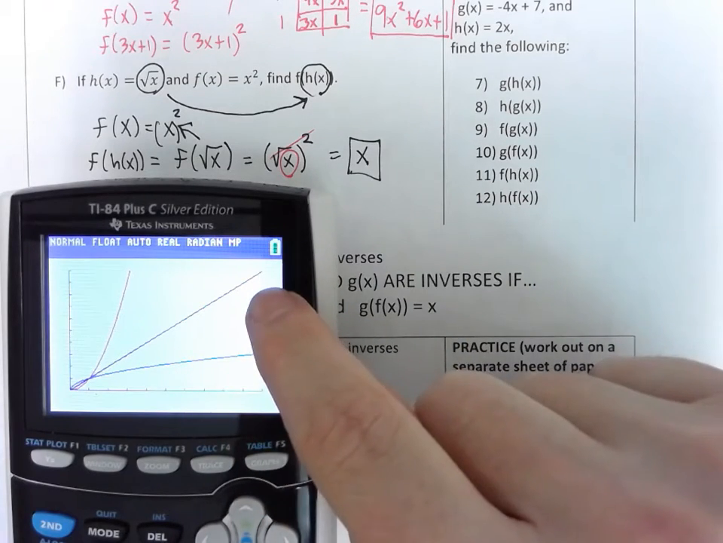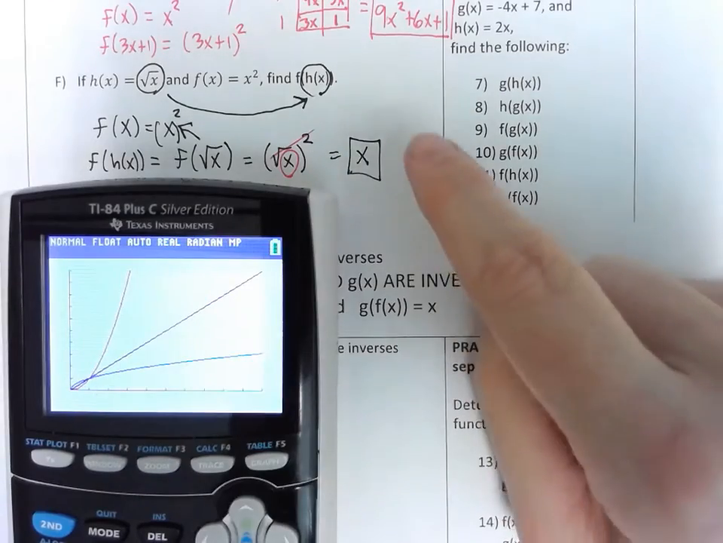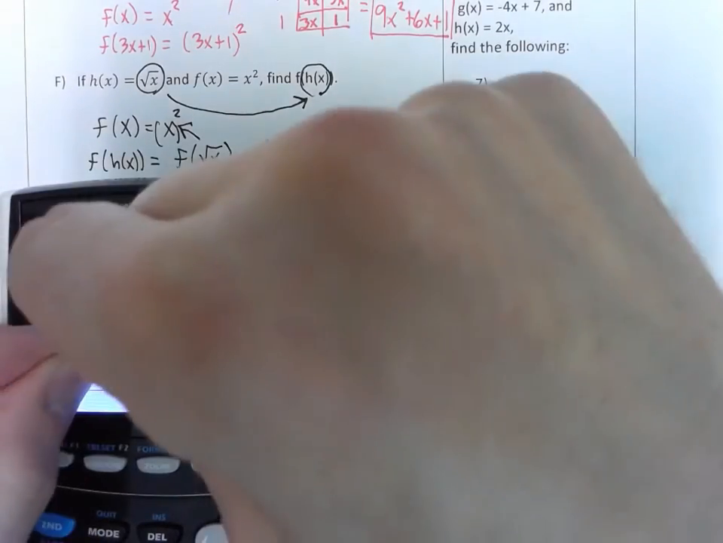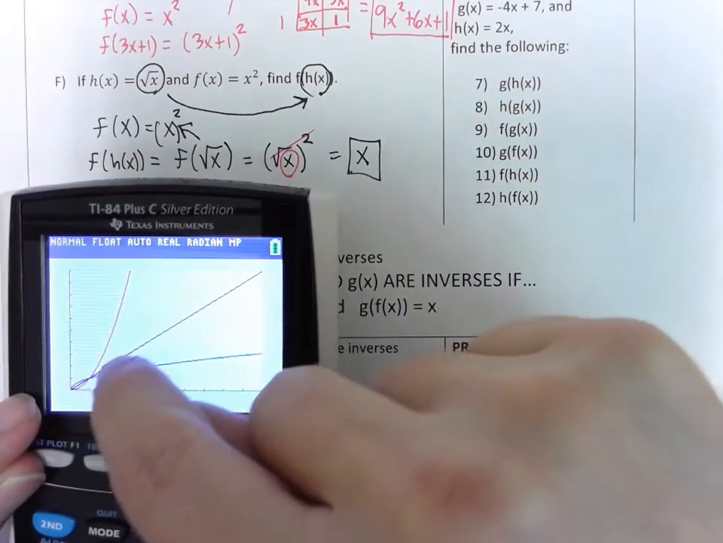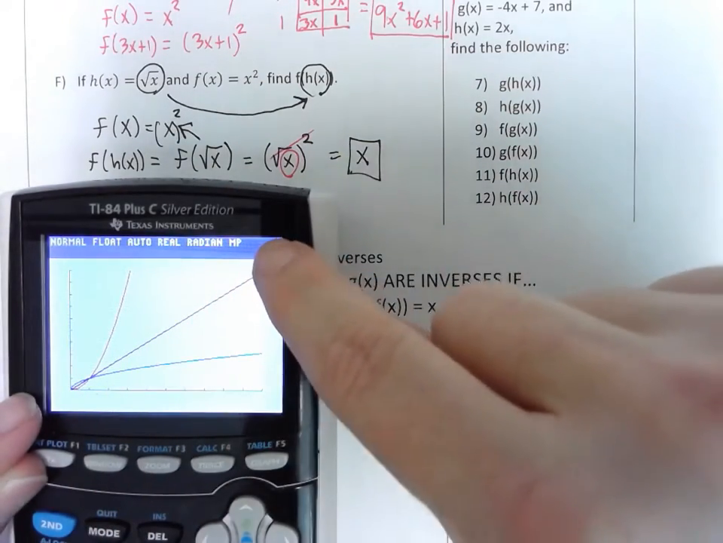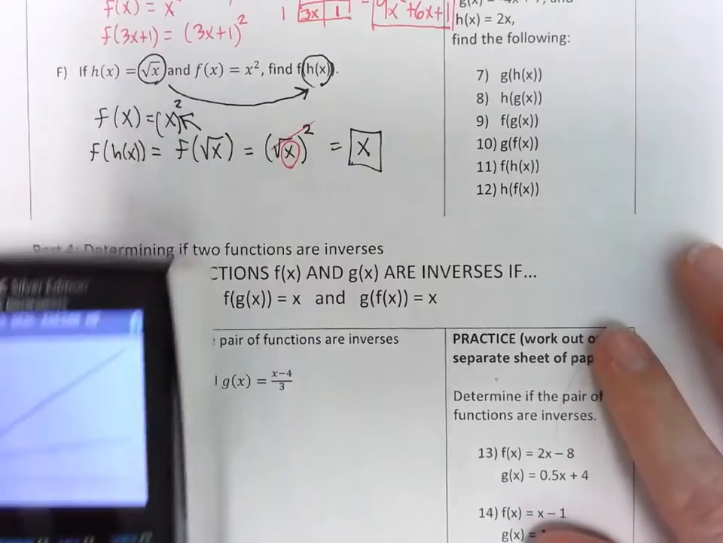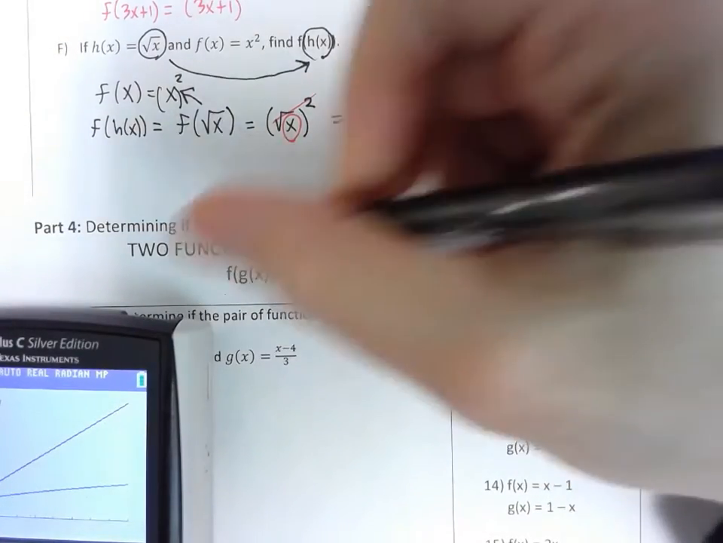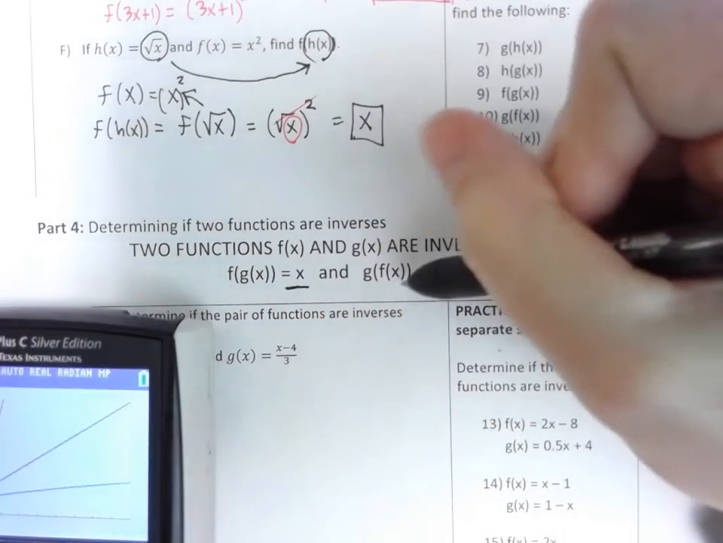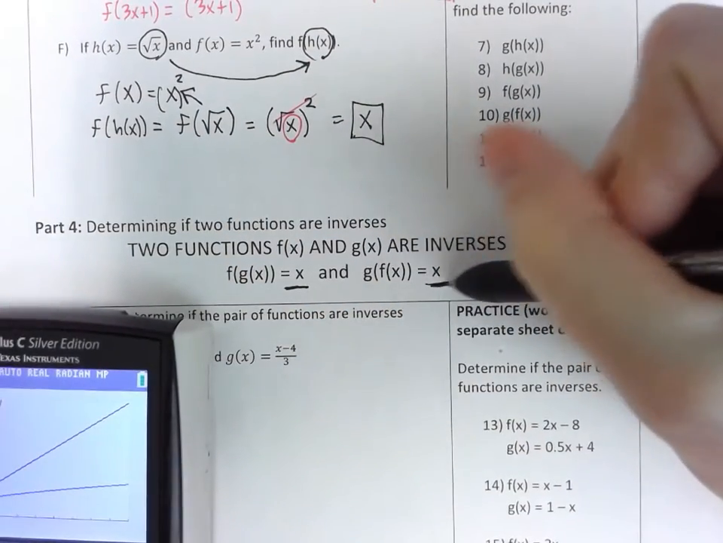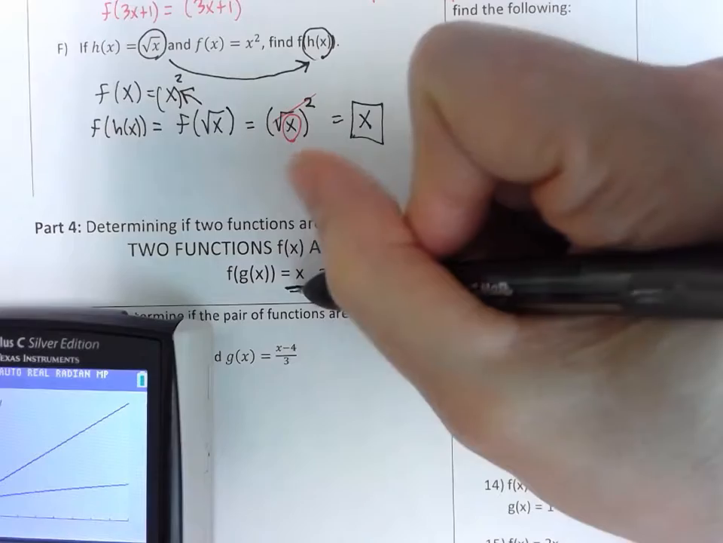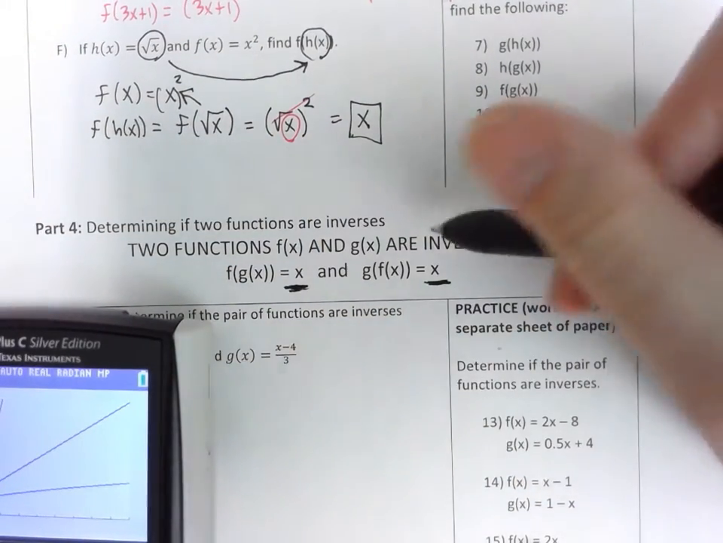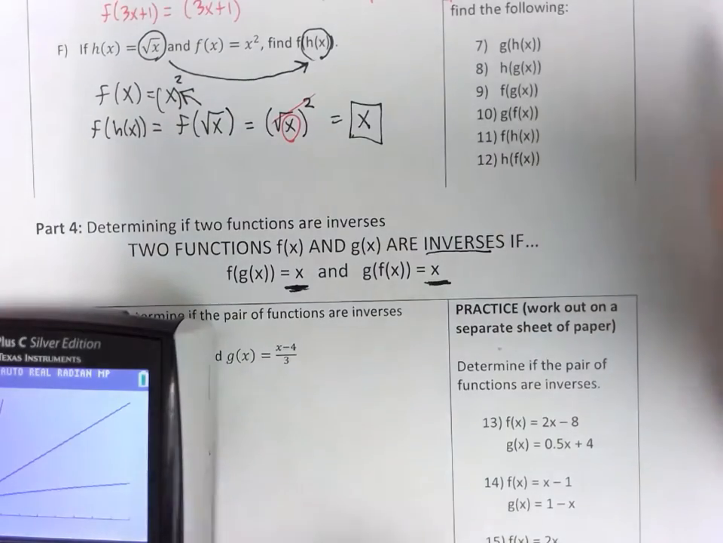The reason is because when you do composition, when you put this function into that function, it becomes x. So our trick is, anytime we do composition of functions, whether we do f of g of x or g of f of x, if we put them together and we end up getting x for both of them, and we really only have to do it with one, they end up being inverses of each other.